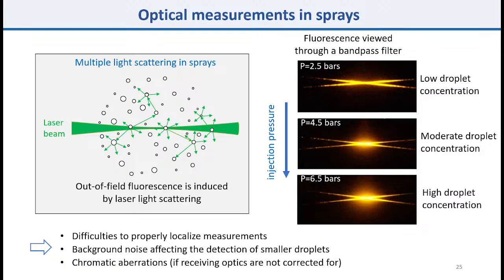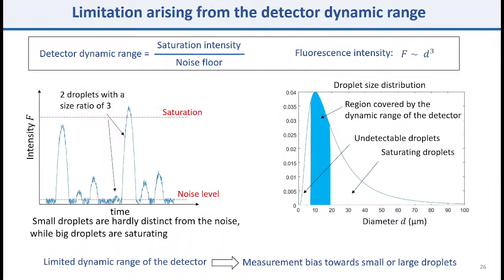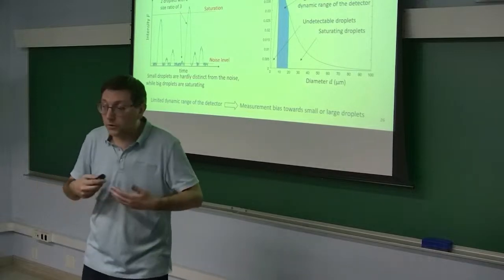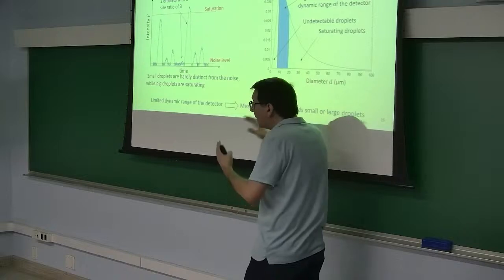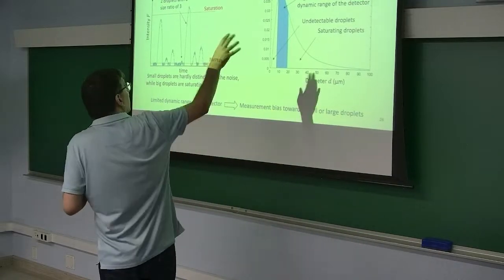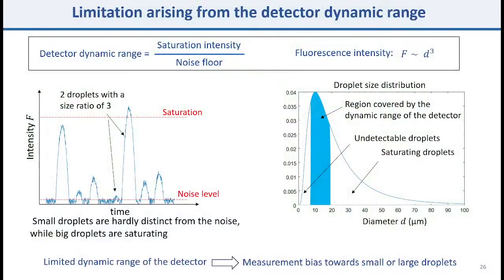But there is even worse than this problem of multiple light scattering. The main problem that we have in a spray is that the detectors that we use to measure the intensity have a limited dynamic range. And the intensity of the fluorescence from the droplets increases roughly with the droplet volume. So if we have a spray with a large distribution of droplet size, it becomes almost impossible to detect the small droplets, because they will be very difficult to distinguish from the background noise, and there is a lot of background noise because of multiple light scattering. And at the same time, measure the big droplets, because they will be easily saturated. Because of this, usually all the measurements are biased because we miss the small or the big, or both the small and the big droplets of the spray.